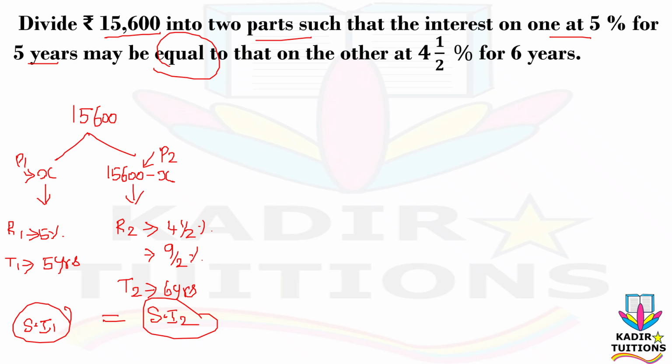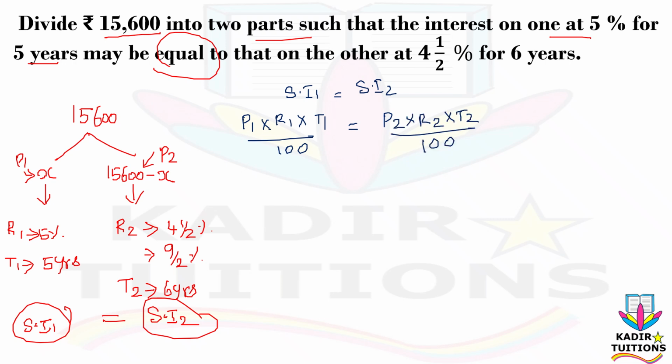So can we start doing this? Our condition is: simple interest 1 is equal to simple interest 2, and we know the formula for simple interest, PRT by 100. So simple interest 1 is P1 R1 T1 by 100, and simple interest 2 is P2 R2 into T2 by 100.